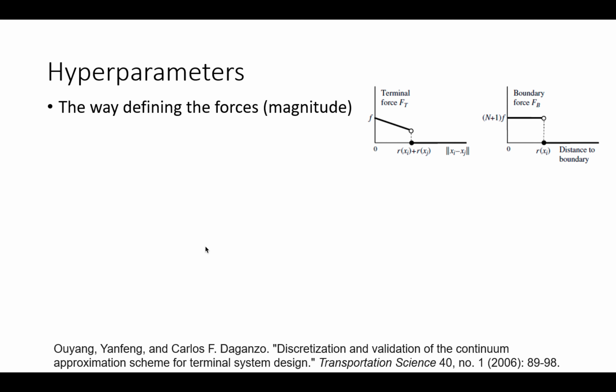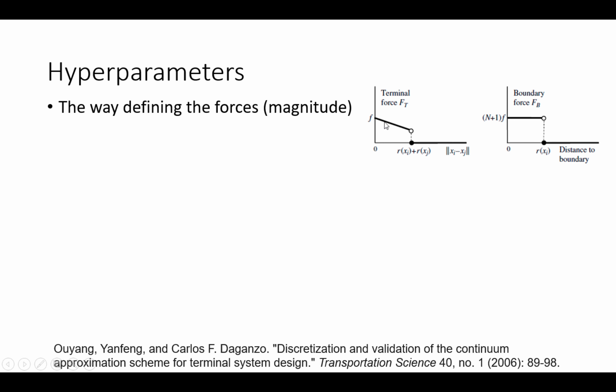Finally, when we introduced the algorithm, we haven't rigorously defined all the hyperparameters, and it's important that we know there are certain hyperparameters affecting the performance of the algorithm. First of all, how do we define forces? How do we define the magnitude? For example, there is one way of doing it.